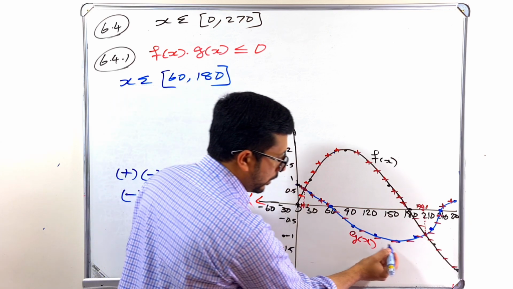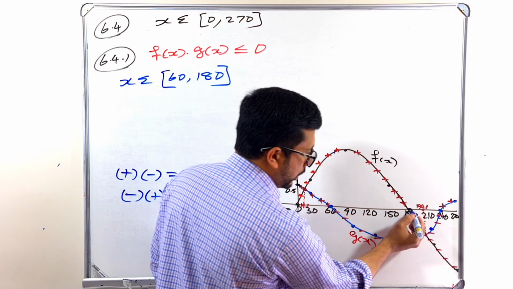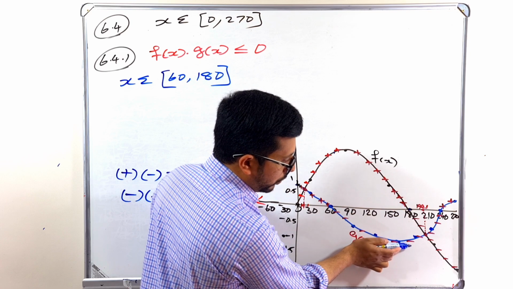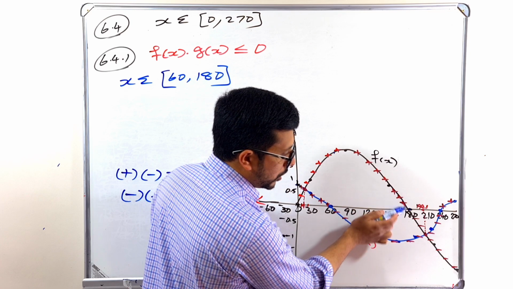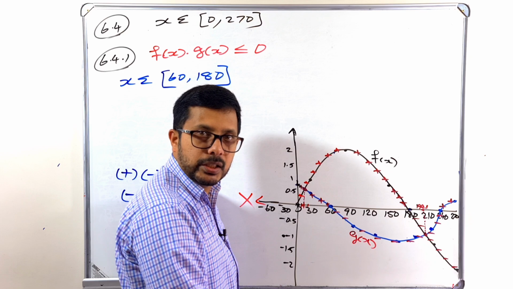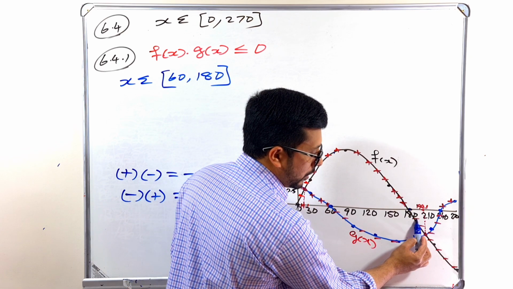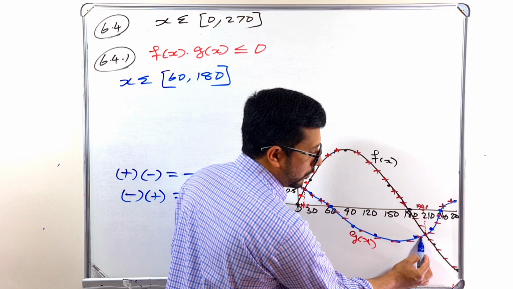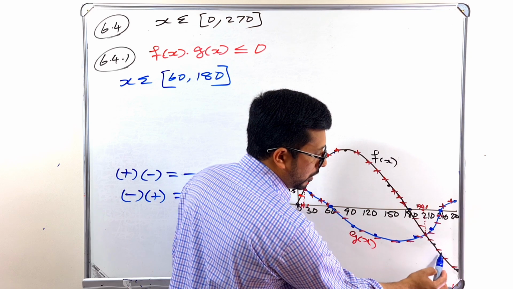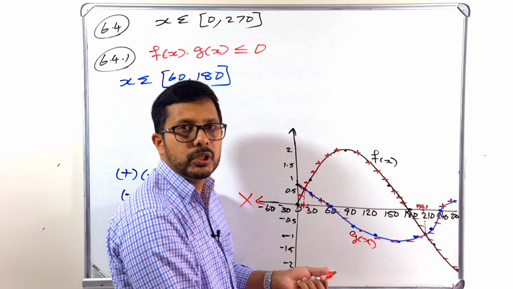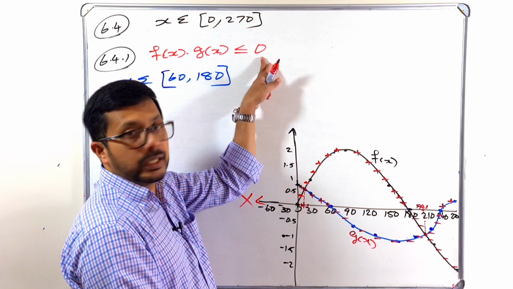Okay. Then after 180, what is happening? Up to 180, look at this one. Positive, negative. That means positive times negative is negative. Okay. But after 180, what happened? This one is negative, this is also negative. That means negative times negative is positive. We don't want that one. We want the negative answer.